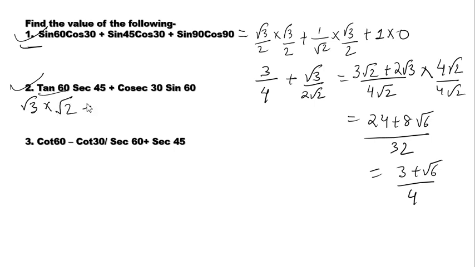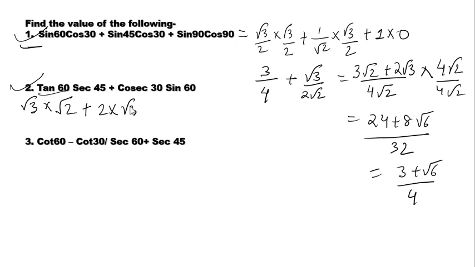Okay? Now again, cosec 30. Cosec 30 is how much? Cosec 30 is the reciprocal of sin 30. Okay? So sin 30 is 1 by 2. So cosec 30 is only 2.